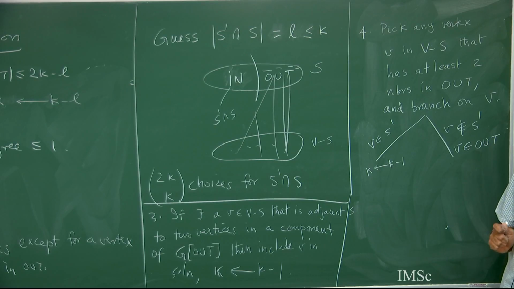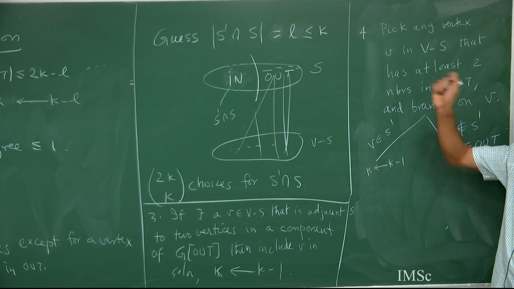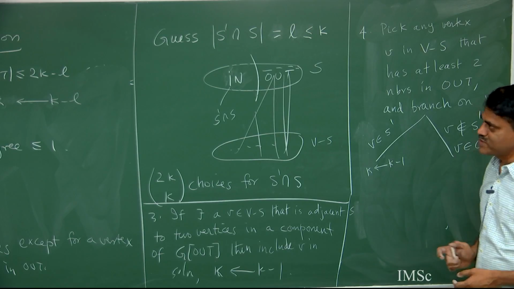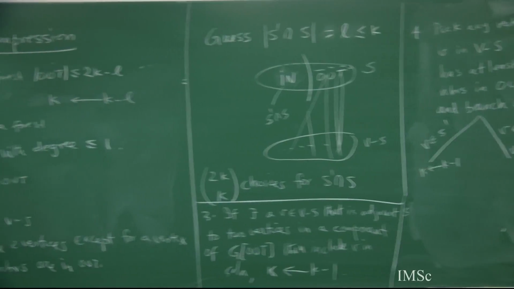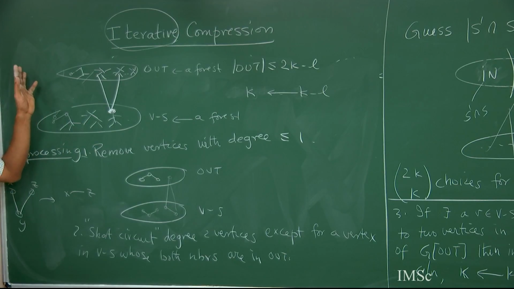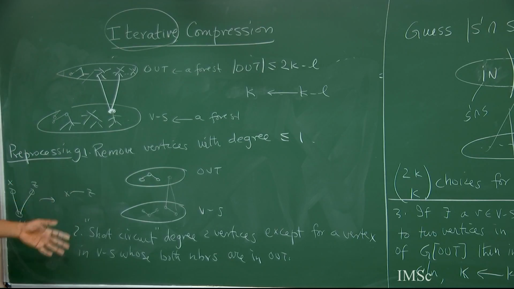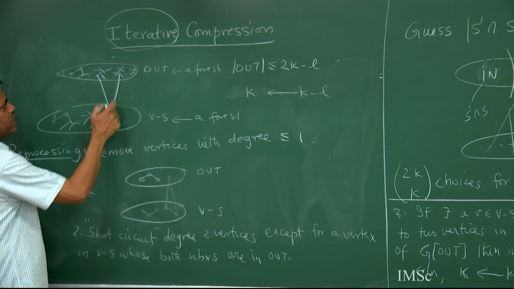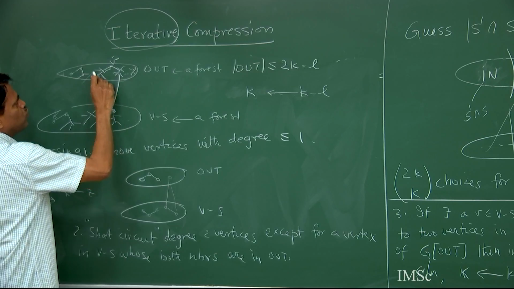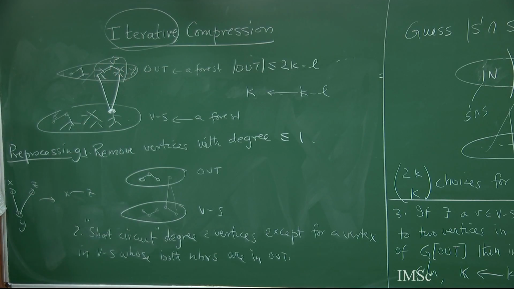I say, okay, K doesn't drop, but something else drops. What drops? The number of connected components in out drops. Since this vertex, whose degree is greater than or equal to 2, necessarily has neighbors in at least 2 different components, because if it were the same component I would have processed it. So, when I include it here, there is an edge like this, there is an edge like this. So, these 2 components merge. So, the number of connected components in out comes down.